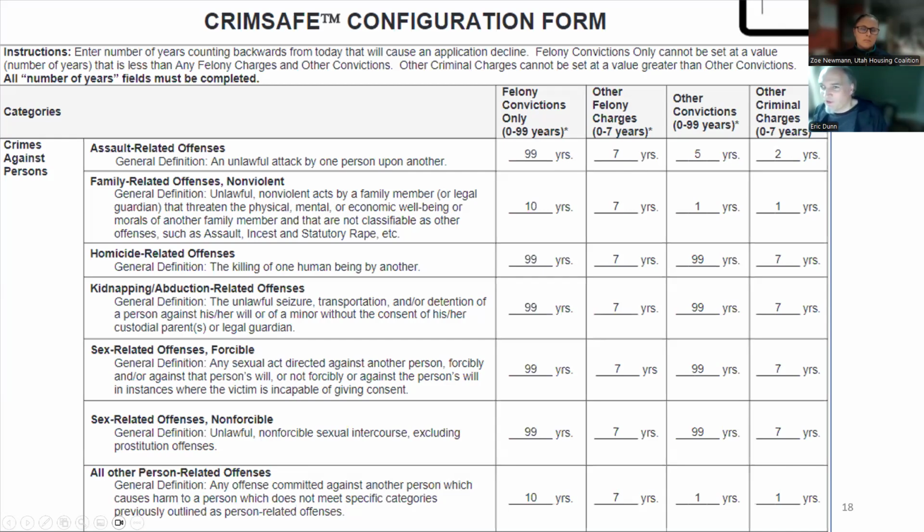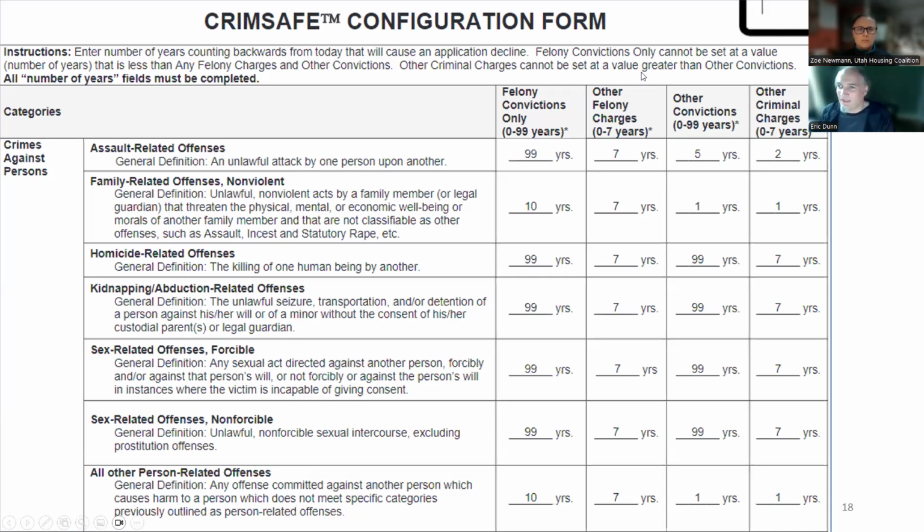So 99 years for felony convictions. So that's basically ever. Any kind of felony or assault ever, you're out. Other felony charge, 7 years. So the landlord puts in 7. So even if you're not convicted, if you're charged with a felony, you're denied for 7 years. And then if it's a misdemeanor conviction, 5 years. So I guess this landlord thinks that having a felony charge is worse than having a misdemeanor conviction, and so forth. But the landlord goes through all these boxes and puts in all these numbers.